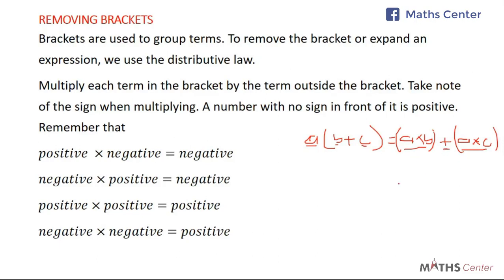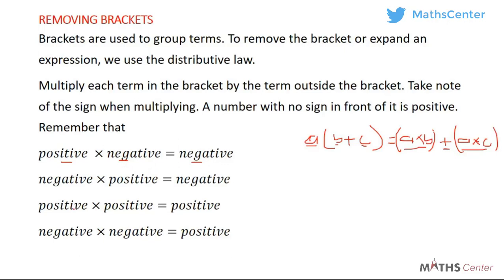Now, when you are multiplying, take note of the following signs. When you are using what is outside the bracket to multiply what is inside the bracket, if you multiply positive by negative, you are going to have a negative. So if you have positive 2 multiplying negative 1, you get negative 2. If you multiply negative by positive, you get negative. For example, negative 2 multiplying positive 1 gives negative 2.